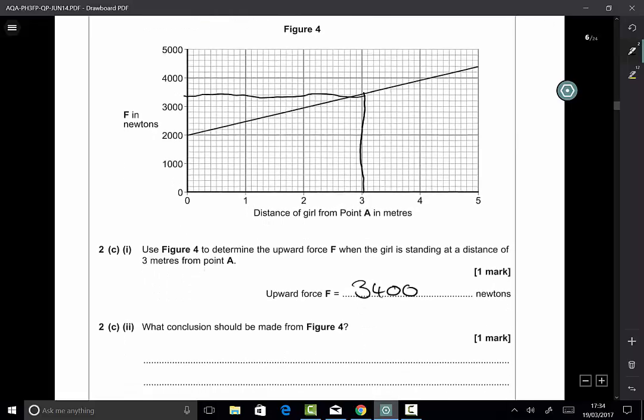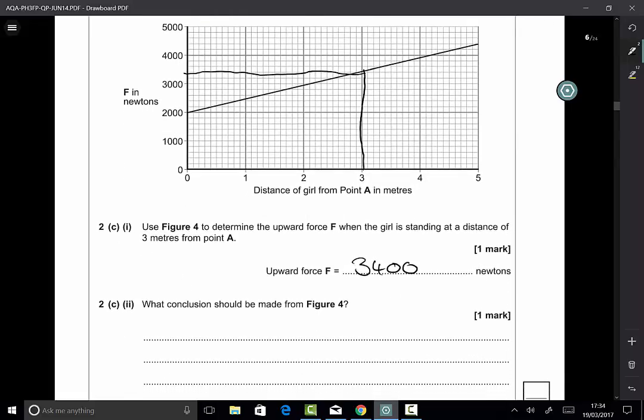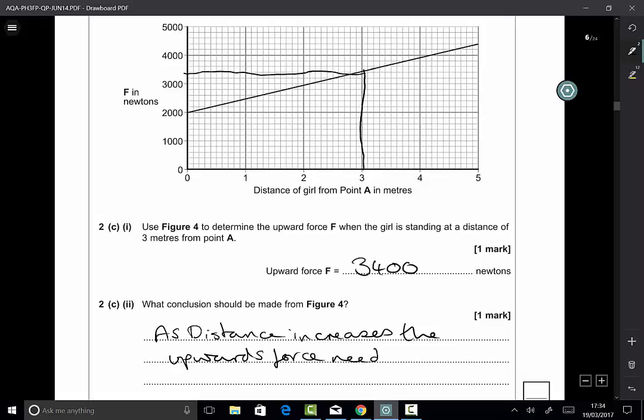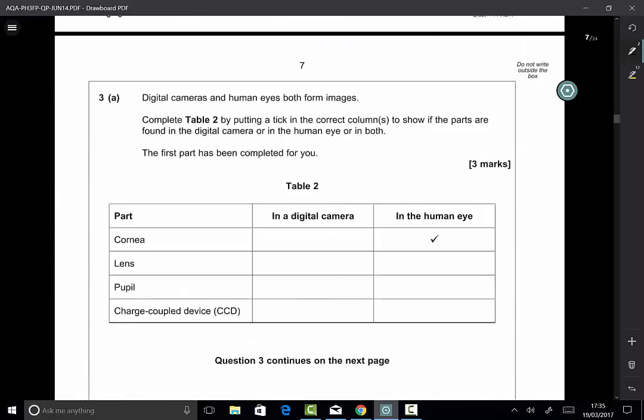What conclusion can we make from this figure? As distance increases, the upwards force needed increases. It's only 1 mark, so we're not looking for any terms like directly proportional in this one.